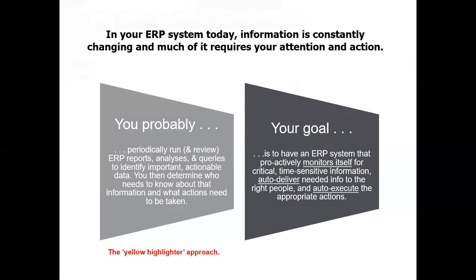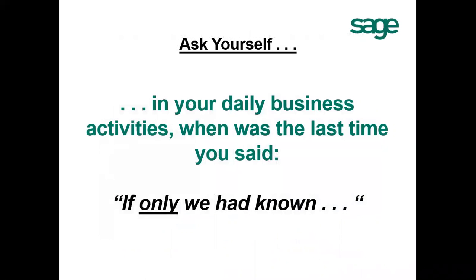What we're really talking about here is moving from the traditional yellow highlighter approach, and most of us can relate to that, having a report dumped on our desk, opening up our desk drawer, reaching for a yellow highlighter, then going through that report one page at a time to highlight just those items that require our attention. We're talking about moving to a data-driven approach where we no longer need that highlighter because our ERP system automatically recognizes and responds to those critical business conditions and activities.